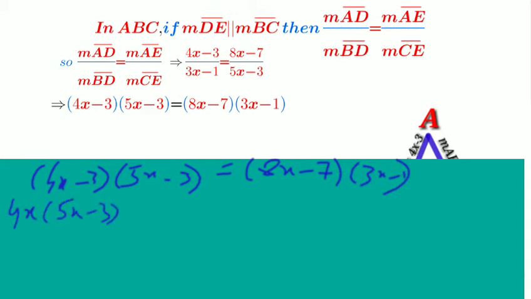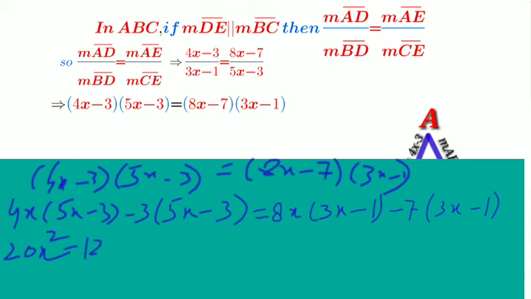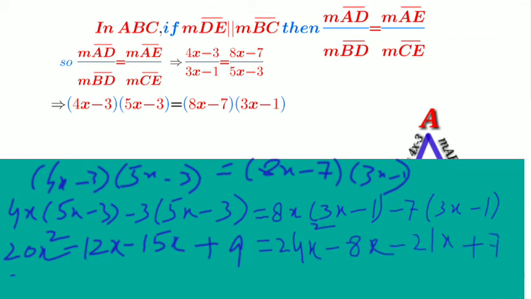On multiplying, 4x into (5x minus 3) minus 3 into (5x minus 3) is equal to 8x into (3x minus 1) minus 7 into (3x minus 1). It becomes 20x square minus 12x minus 15x plus 9 is equal to 24x square minus 8x minus 21x plus 7. This equation can also be written as 20x square minus 27x plus 9 is equal to 24x square minus 29x plus 7.